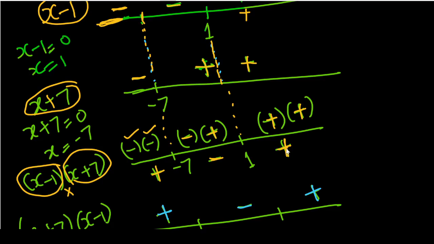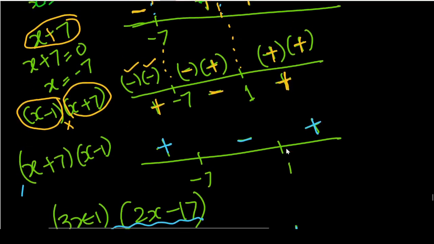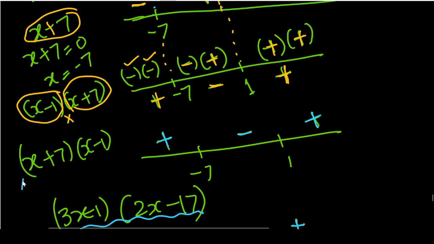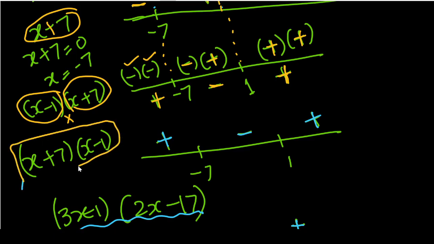So we concluded that for the quadratic expression containing the two linear factors x plus 7 and x minus 1 in multiplication, the sign of that quadratic expression was plus, minus, plus with respect to the two linear factors, where minus 7 and 1 happen to be the roots of the quadratic equation. Quadratic equation is when we equate them to 0, right?